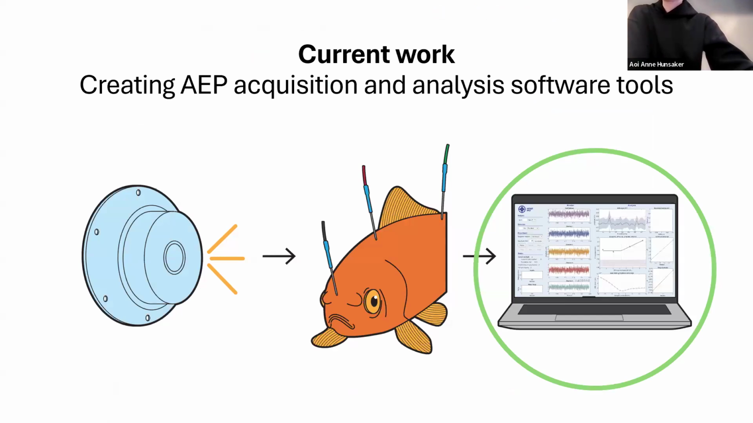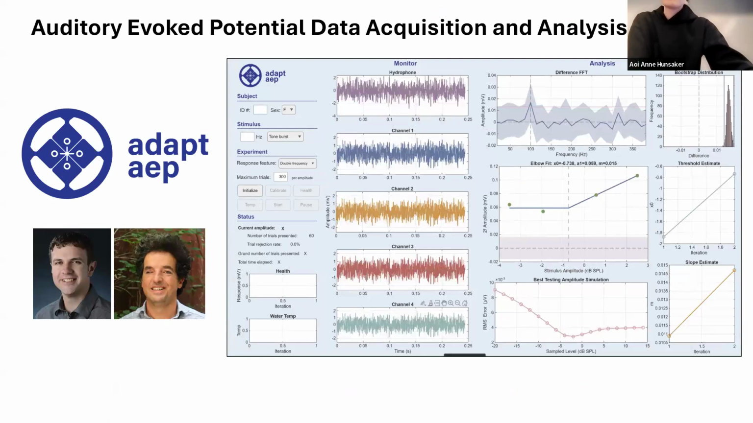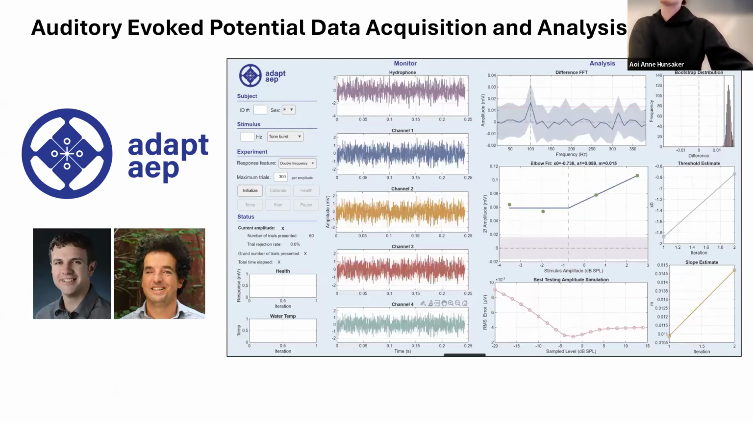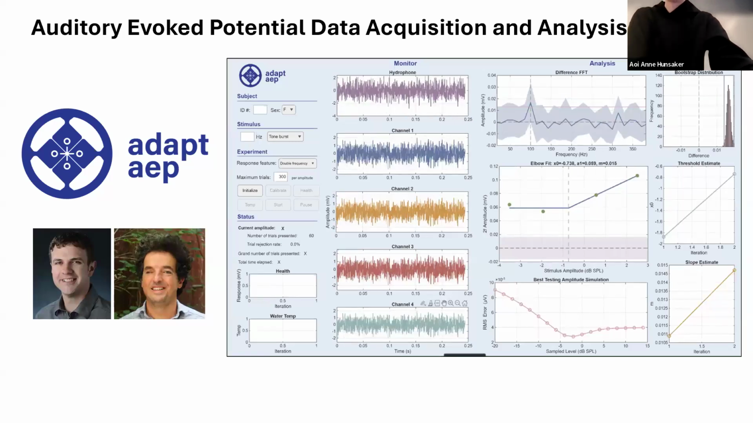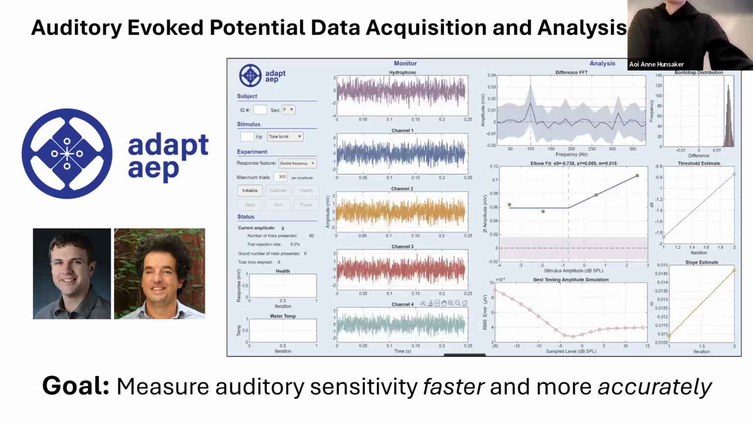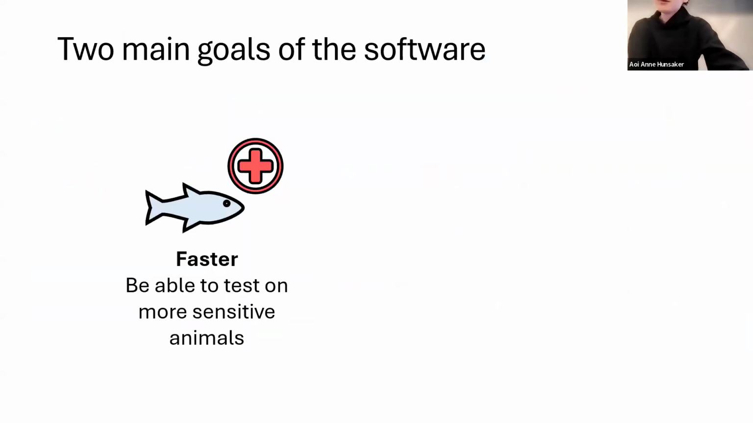And so my current work focuses on the software and data analysis component of the Auditory Evoked Potential test. And through my collaboration with Dr. Rokem and my PI, Andrew Brown, I have built a MATLAB-based app that performs data acquisition and online analysis. The two main goals of this package is measuring auditory thresholds faster and more accurately than current standard practices in my field. So the value of doing this test faster is that it makes it possible to test in a greater variety of species.